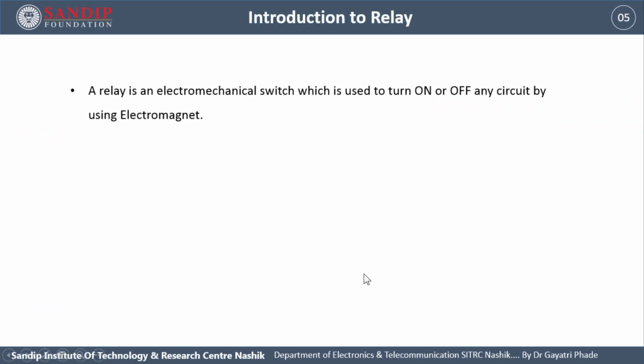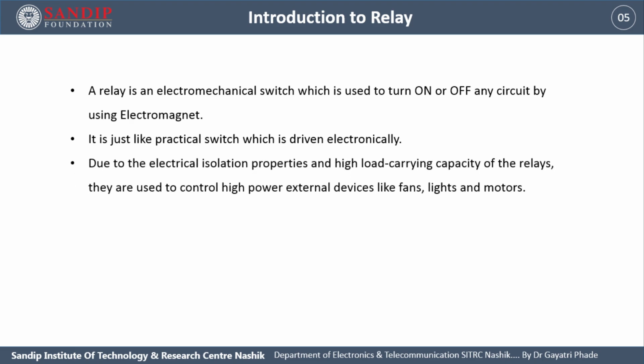So let us see some introduction about the relay. What is a relay? A relay is an electromechanical switch which is used to turn on or off any circuit by using an electromagnet. It is just like a practical switch which is driven electronically. Due to electrical isolation properties and high load carrying capacity of the relays, they are used to control high power external devices like fans, lights and motors, etc.